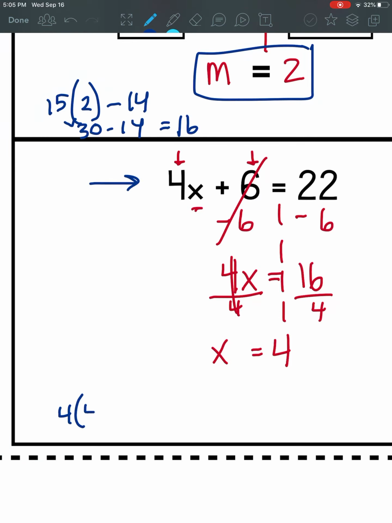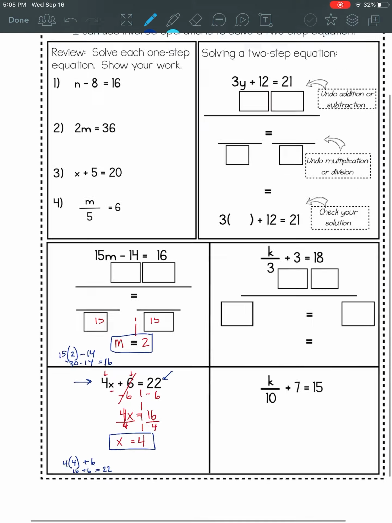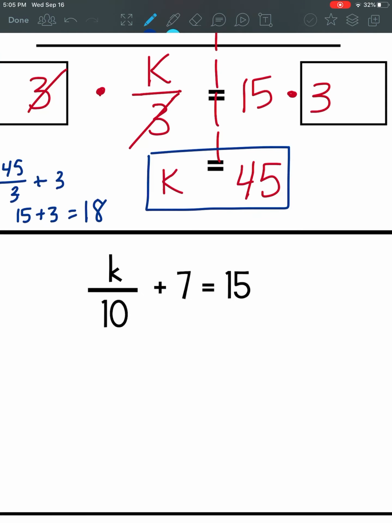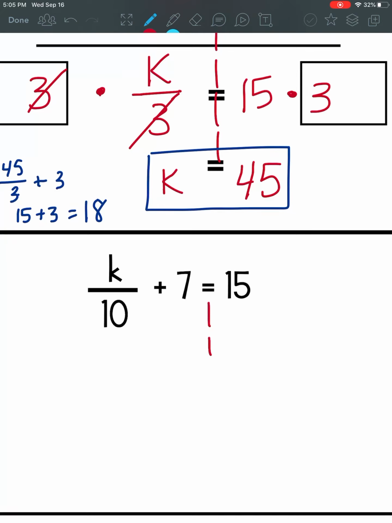Okay? Again, we're going to take that time, go back to the original equation. 4 times x is 4, what we solved for, plus 6. And let's see if it goes back to 22. So 4 times 4 is 16. 16 plus 6 does equal 22. So we know we're correct. Okay? And one more. K over 10 plus 7 equals 15.